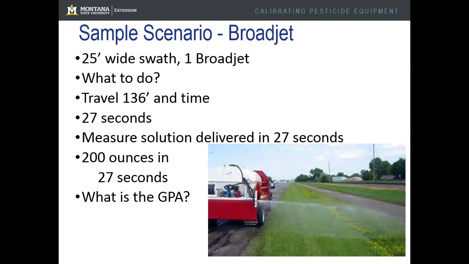What is the gallons per acre output of this broad jet sprayer? By dividing by 10, the output of this sprayer is 20 gallons per acre.